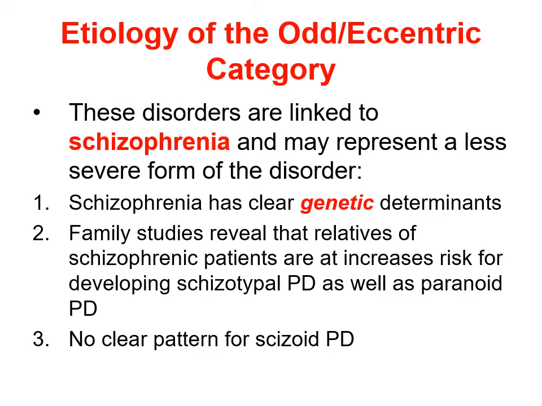And more specifically with the schizotypical and the paranoid, they don't seem to find a huge genetic link with the schizoid type personality disorders. But I think the important thing is that these odd eccentric category of personality disorders tend to be linked, this is the comorbidity, with another mental condition referred to as schizophrenia, and they tend to also have some genetic determination.